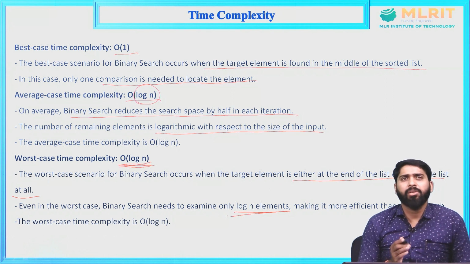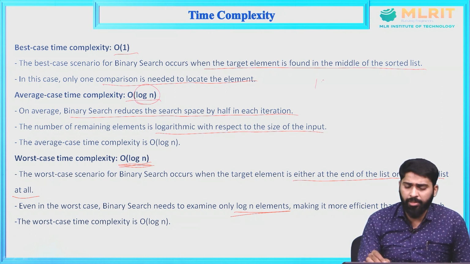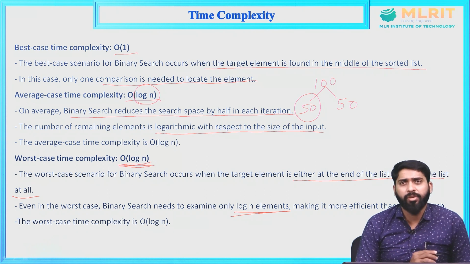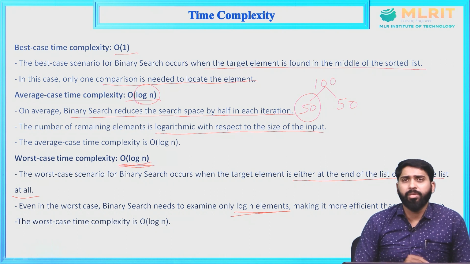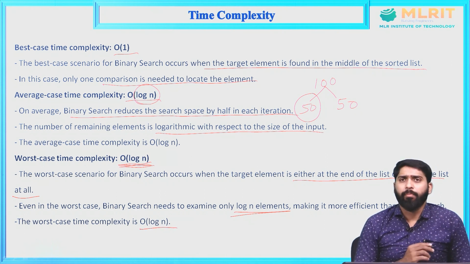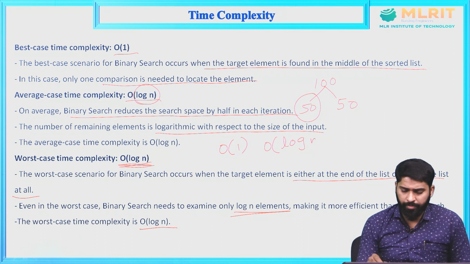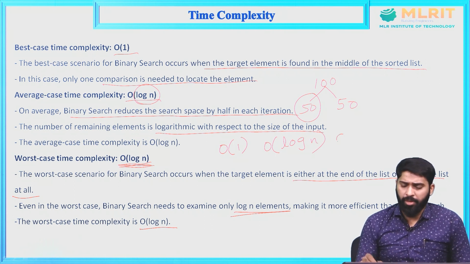Why? The binary search reduces the search space by half in each iteration. For example, if there are 100 elements present in the array, after first comparison, that is divided into 50-50. That means half of the elements we can ignore. So the time complexity is logarithmic with respect to the size of the input here. The worst case time complexity is big O of log n. For binary search, the time complexity for best case is big O of 1, for average case is big O of log n, for worst case is big O of log n.